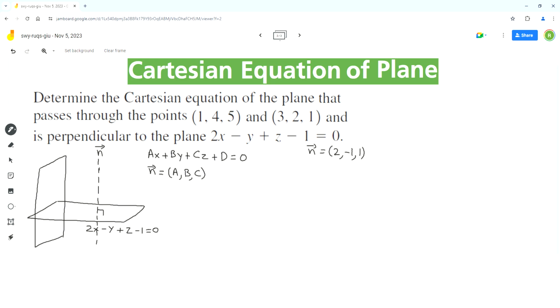So as a result, this normal vector will become parallel to the plane for which we have to find the equation. So we can write the first direction vector for our plane as (2, -1, 1). Now we can find the other direction vector for this plane using the 2 points that lie on the plane. For that, we should subtract the position vectors of those 2 points.